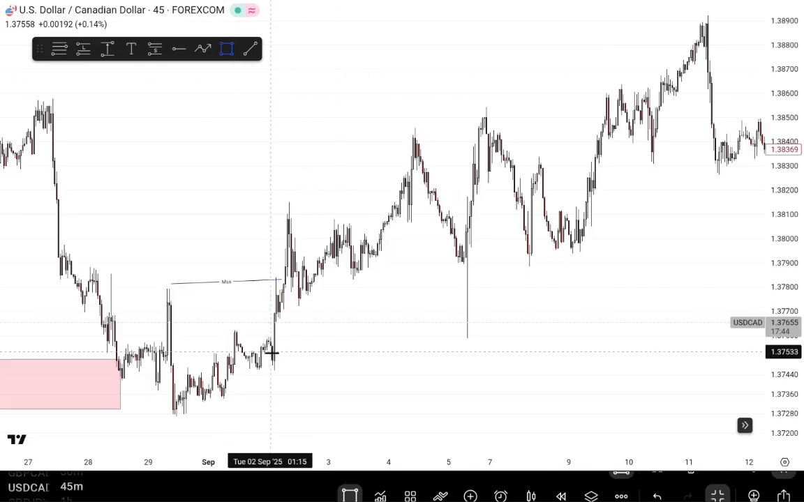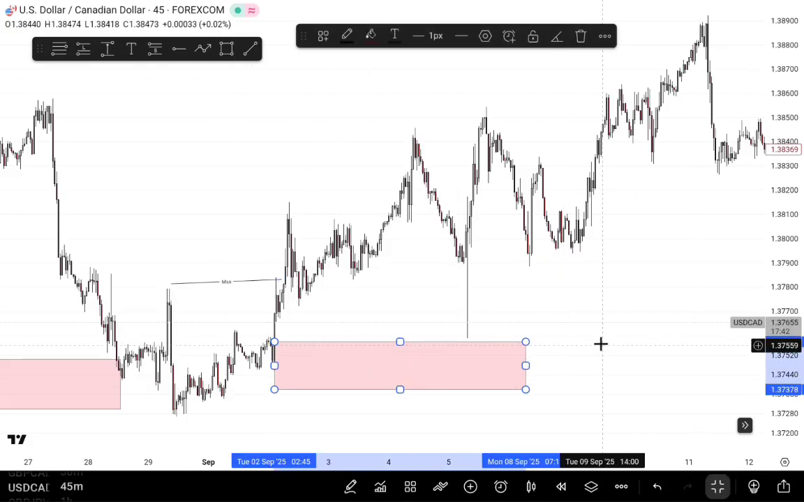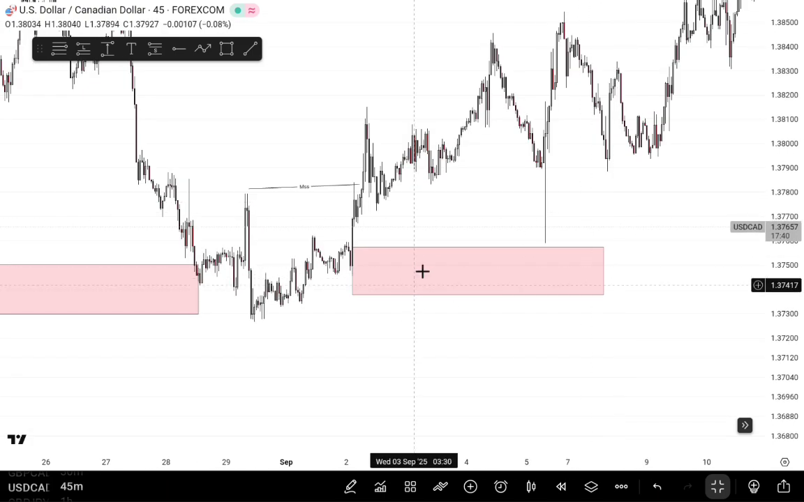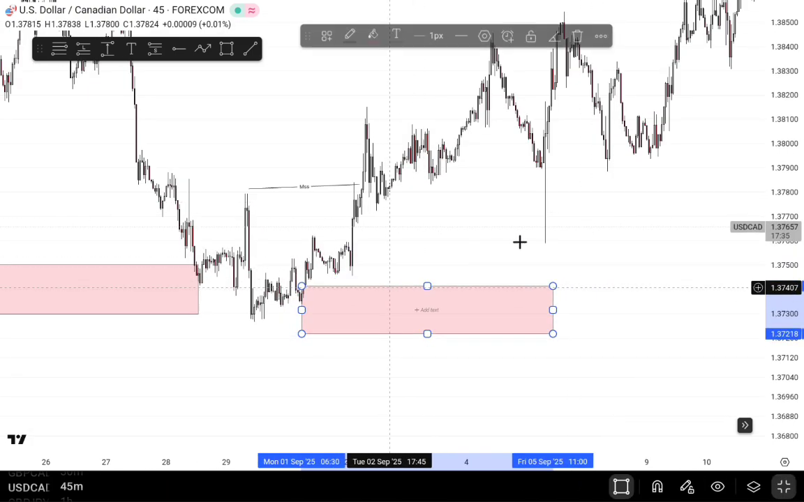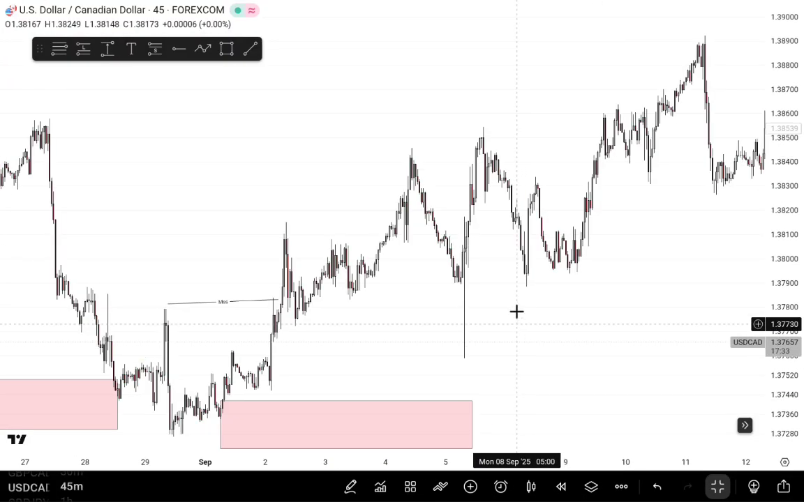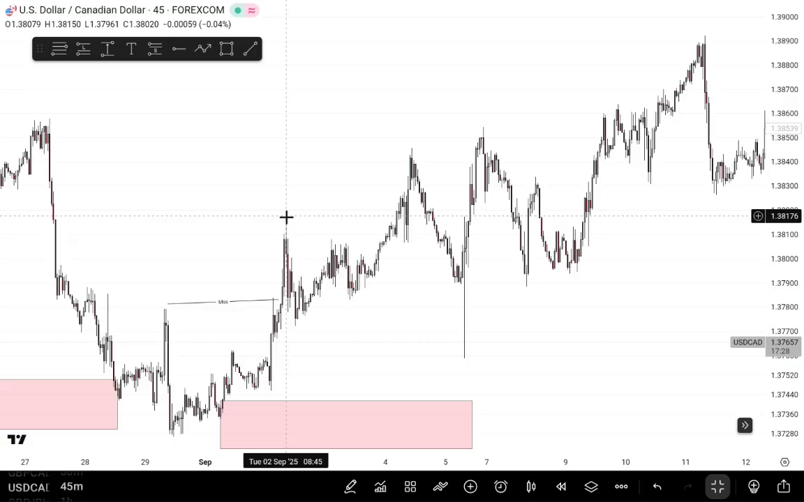Order block, price doesn't miss it, but that is not the lowest discount pricing array. This is the lowest discount pricing array. I always tell you guys that you should always prioritize the lowest discount pricing array over the highest premium pricing array.